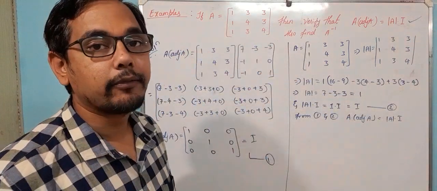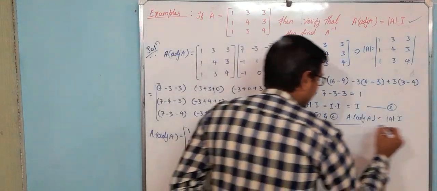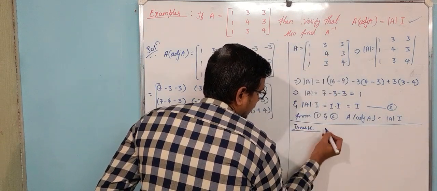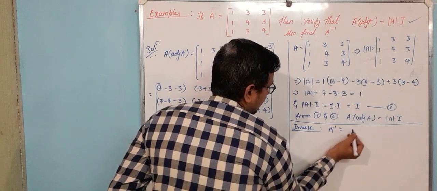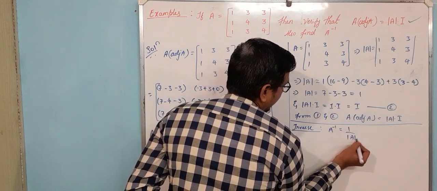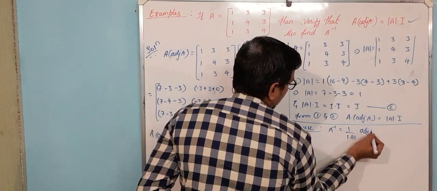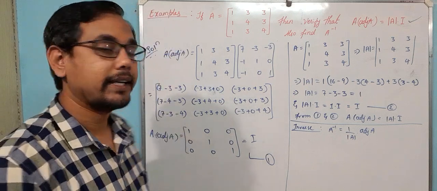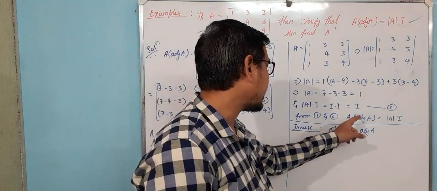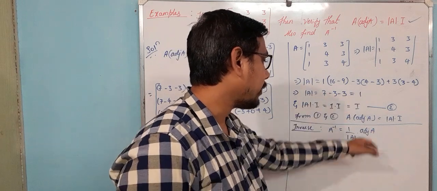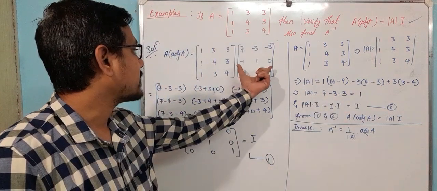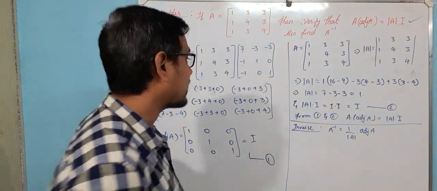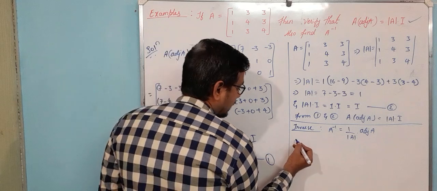Now we need to find A inverse. A inverse is given by 1 upon determinant A into adjoint of A. We have determinant A calculated, that is 1, and we have adjoint A also calculated, that is this part: 7 minus 3 minus 3, minus 1 1 0, and minus 1 0 1. So substitute that.